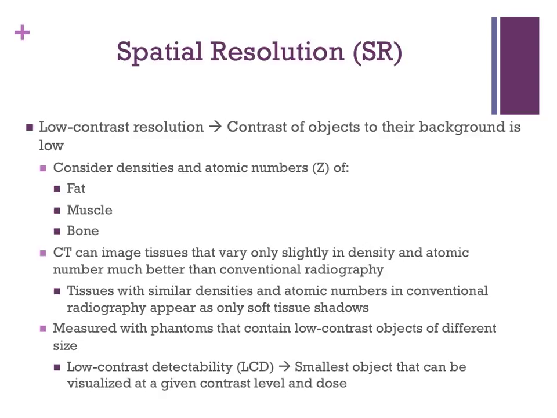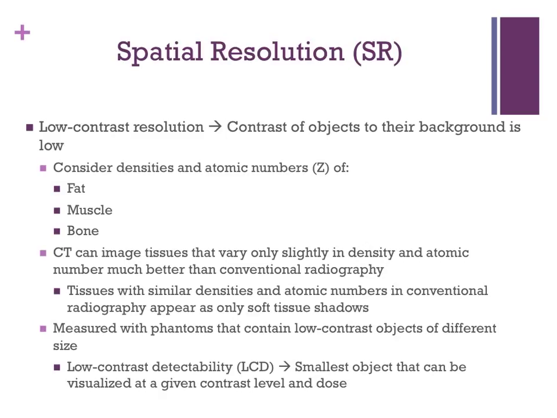The atomic number values of fat and muscle are too similar to be distinguished on regular radiography, so they will only appear as soft tissue shadows on regular radiography, but the contrast between bone and soft tissue is noticed because bone has a much higher atomic number than fat or muscle. But CT can image these tissues much better since it can image tissues that vary only slightly in density and atomic number.